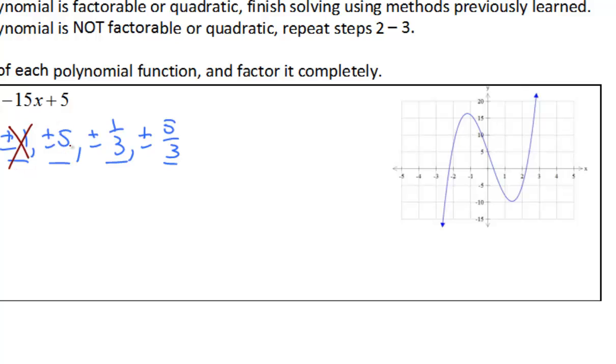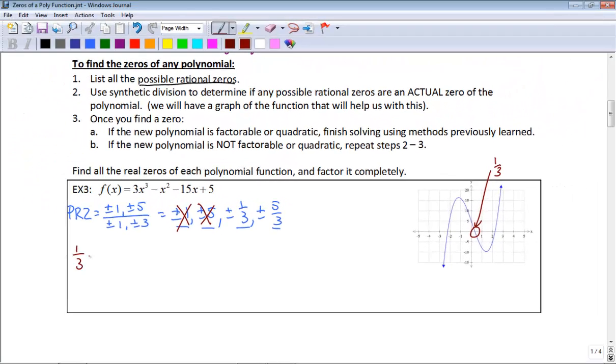What about 5 and negative 5? Nope. Right? What about a positive 1/3? Ooh, maybe. It looks like maybe this point right here is positive 1/3. So I'm going to go ahead and try synthetic division with positive 1/3. So 1/3 goes on the outside, cubed, squared, linear, and constant. So let's write those coefficients down.